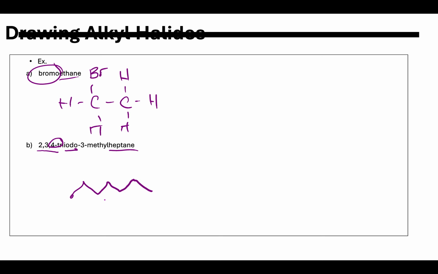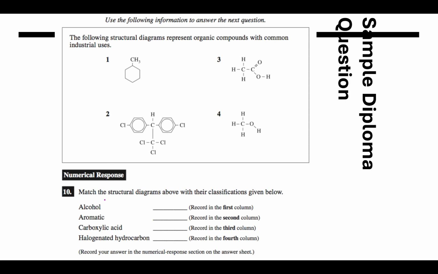So carbon 2 needs an iodine. Carbon 3 needs an iodine. And carbon 4 needs an iodine. Also on carbon 3, you have a methyl group, which is just shown with a straight line. And then all of your hydrogens are still there. They're just implied because of the line diagram.